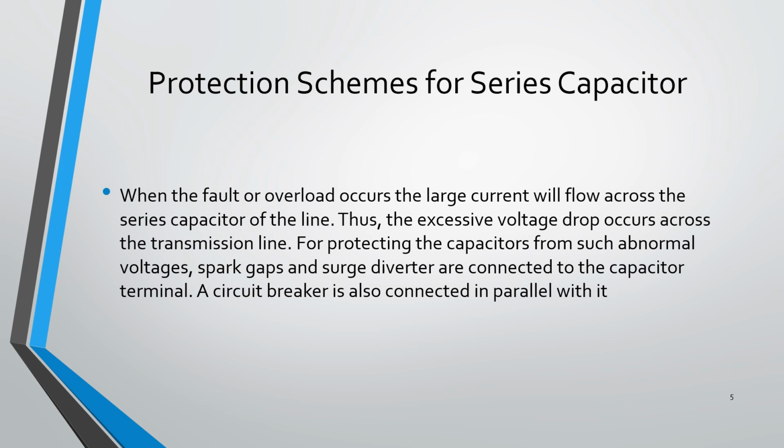So whenever the fault or overload occurs, the large current will flow across the series capacitor of the line, thus causing excessive voltage drop across the transmission line. For protecting the capacitor from such abnormal voltages, spark gaps and surge diverters are connected to the capacitor terminal.